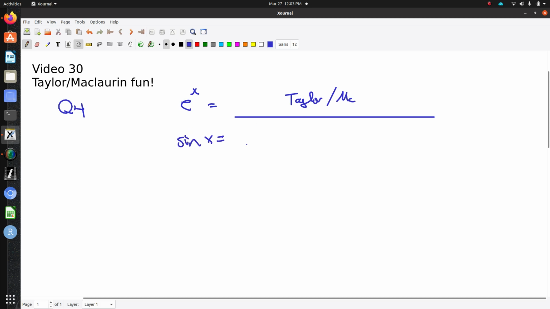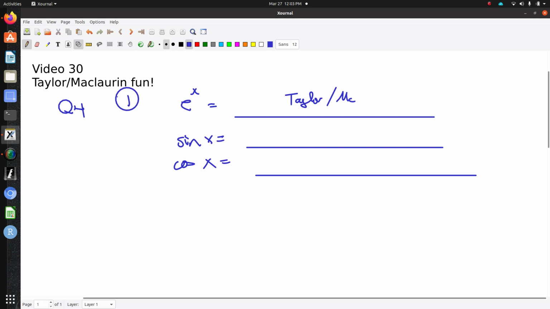Sine of x, same thing, write it out. Cosine of x, write it out. So that's step one, is just gather the pieces you need to do this problem. These you can either look up or figure out from first principles. You should use this opportunity to probably do both. But if you're just being lazy, at least just look it up and then go to the next step.